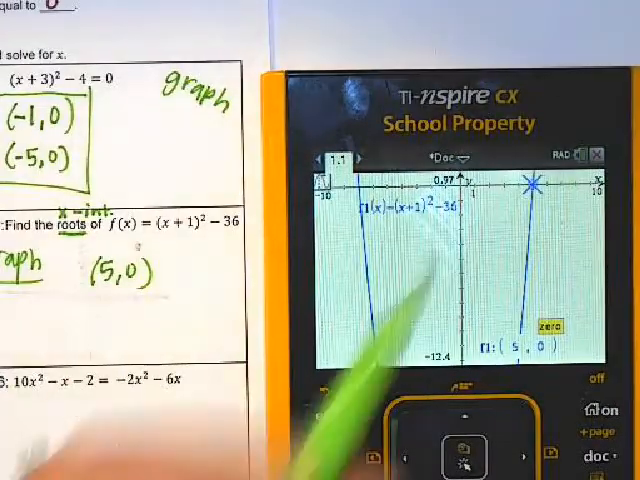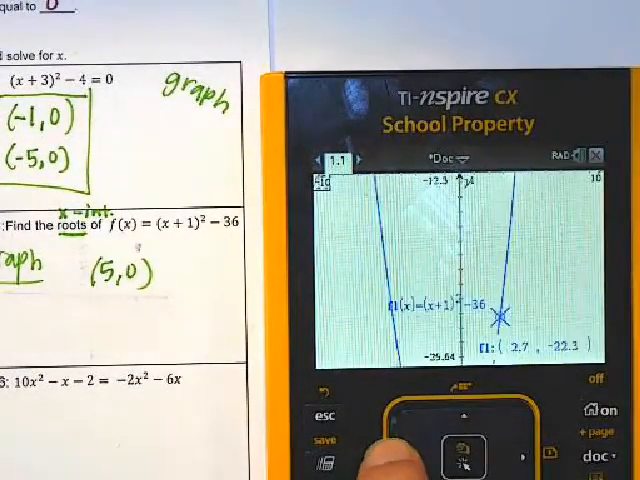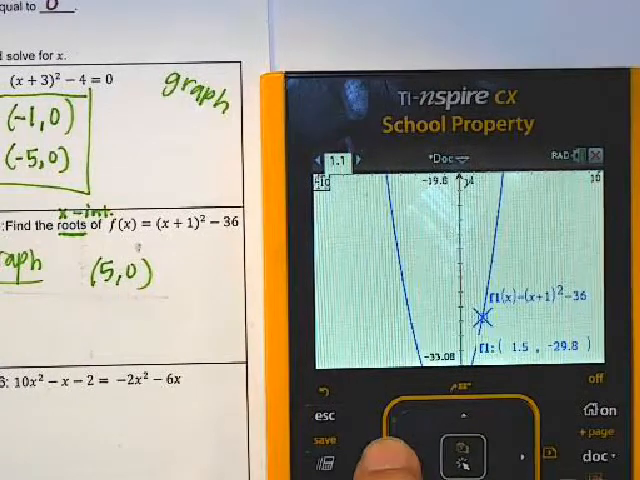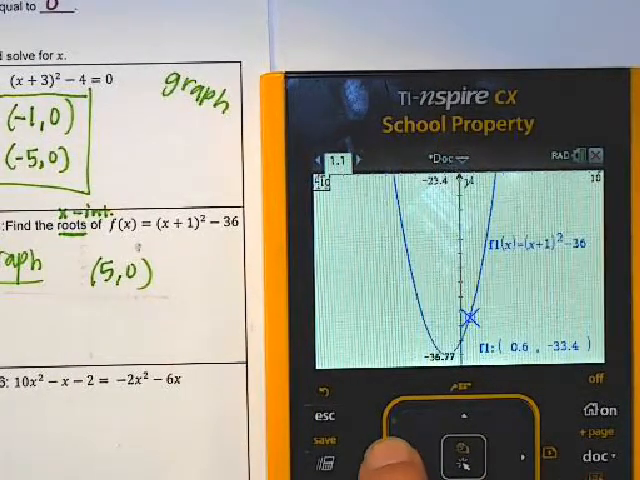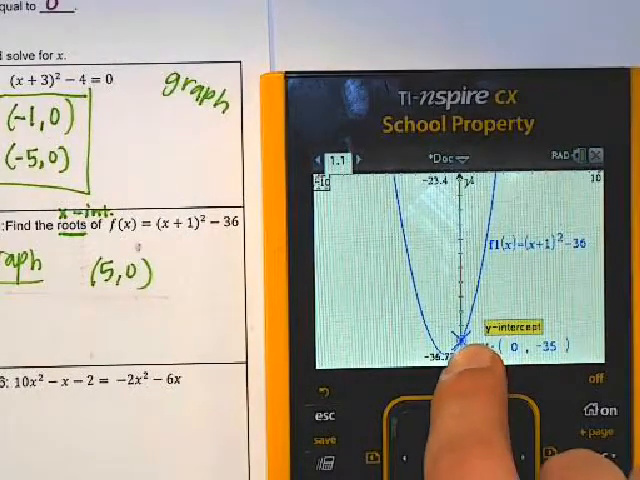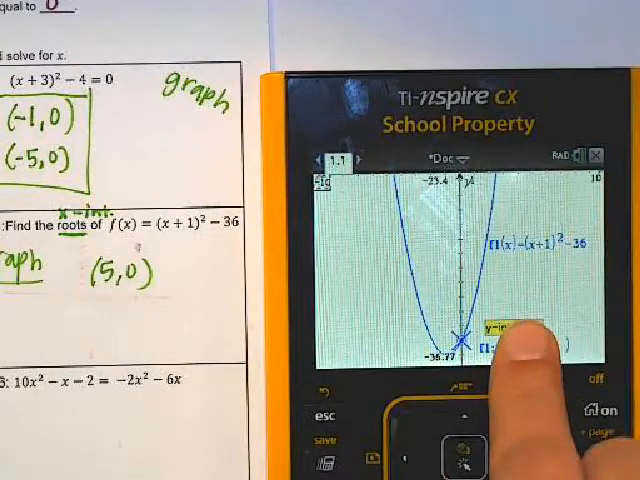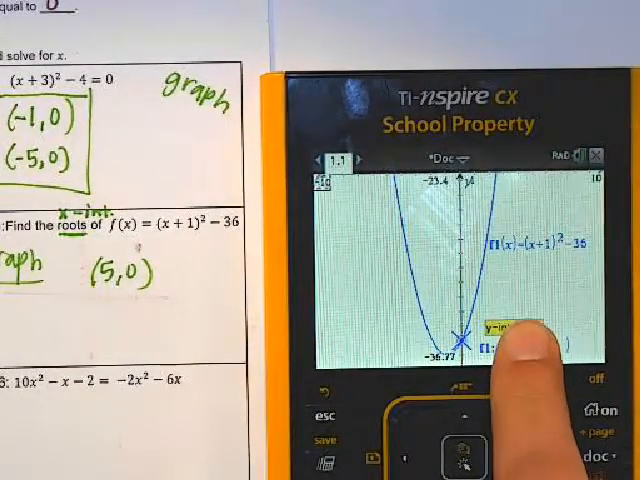Now I need to go to the left side. So I'm going to keep hitting it until I get all the way to the other 0. Don't hit it a million times or it'll lag. Okay, look up here. What is this? Y-intercept. So not only does it tell you the zeros, it tells you the y-intercept.